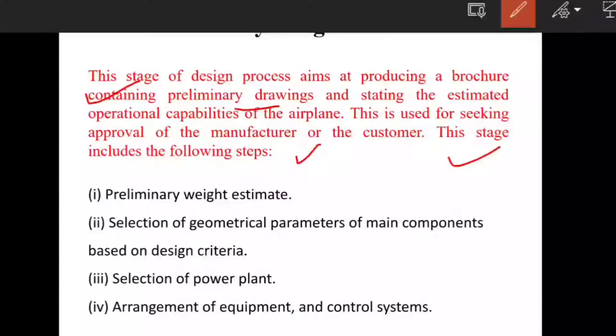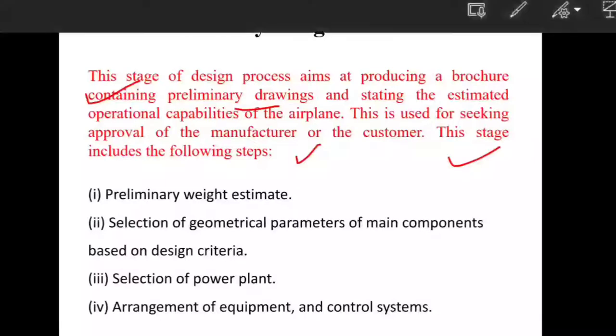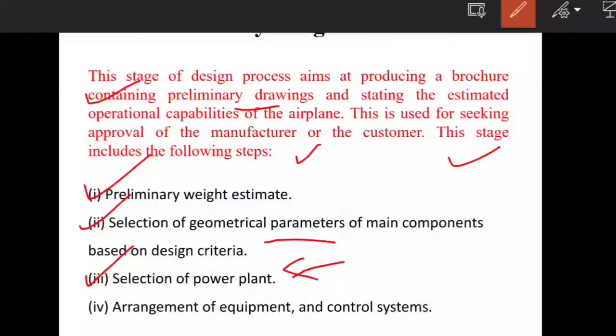Which steps are there to seek all the data in order to support the preliminary design? Let's see the primary data we need to seek. That is preliminary weight estimation. That is very important, and it is also a big chapter in our aircraft design subject. The second point is selection of geometrical parameters of main components based on the design criteria. Without geometrical parameters we can't design any component, so obviously we require that. Then the third one is selection of the power plant. Without proper selection, the performance of the aircraft is poor and nobody is going to purchase it. The fourth one is arrangement of equipment and control systems.